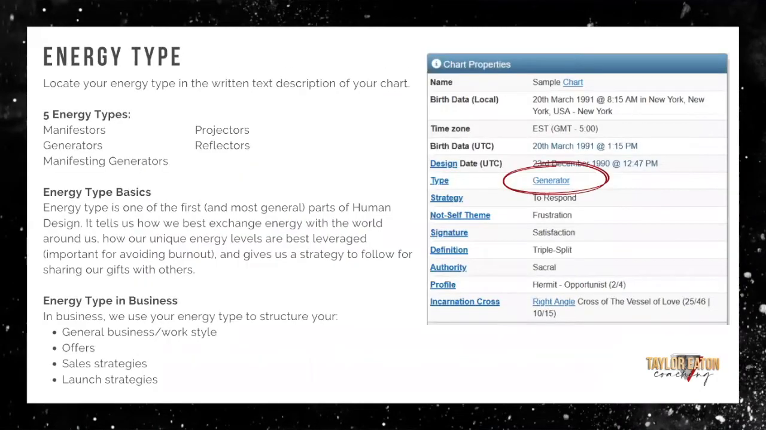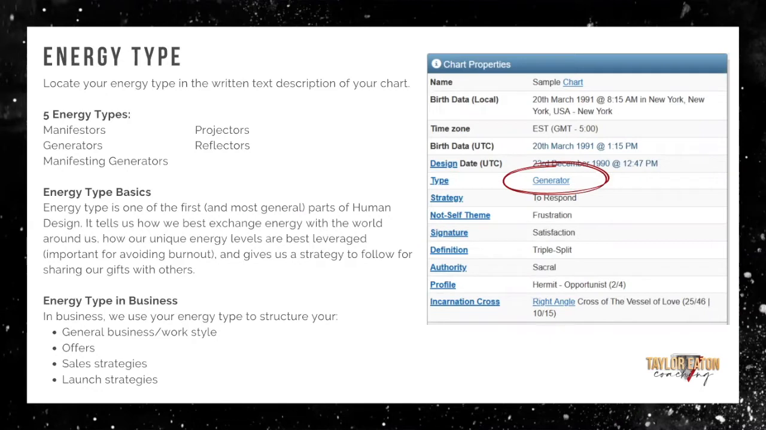Okay, so we're going to start with energy type. And energy type is kind of like the first thing that most people learn about their human design, right? If someone has just learned about human design, they tend to know their energy type and maybe nothing else, right? So in order to locate your energy type, if you don't know what it is, just look at the written text description of your chart.